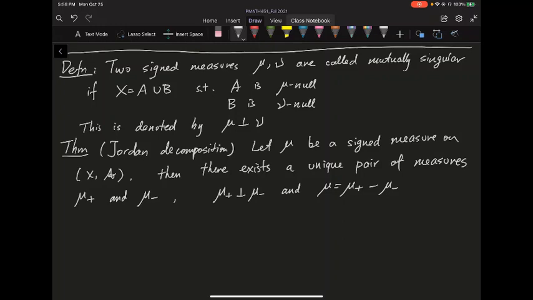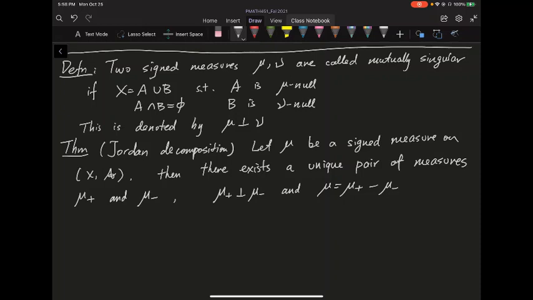So if I can find a partition of X as A union B, where A and B are disjoint, and one of them is a mu null set. You can think about it as saying the non-zero part of mu lives on subsets inside B, so the A part is going to be 0 for mu. And similarly, if B is a nu null set, then we say these two measures are mutually singular. This is denoted by mu is orthogonal to nu.